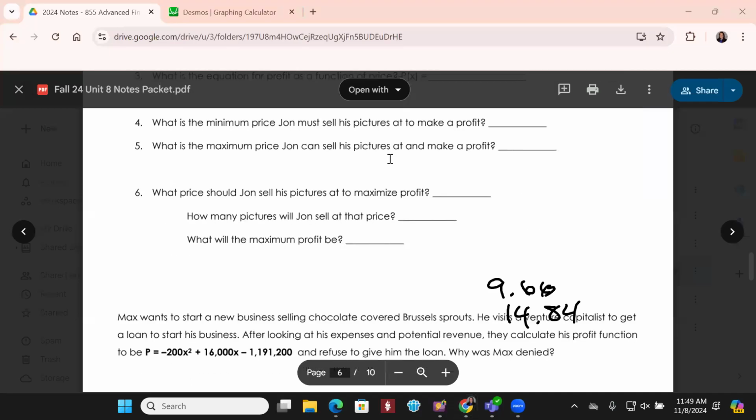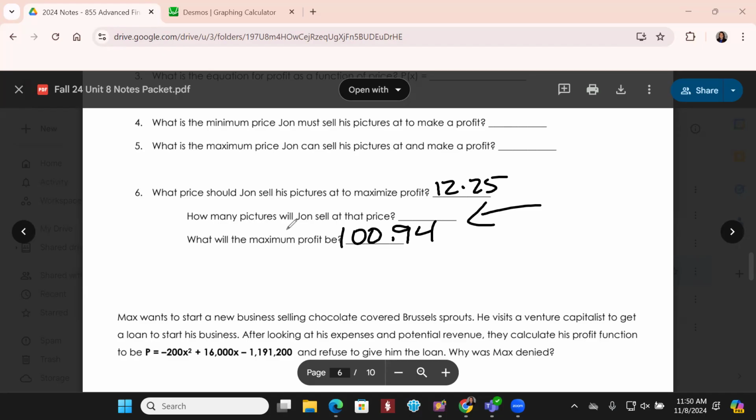Okay, so you're talking about, sorry again. It's going to be 12.25 for the cost. And then you're saying for the Y value, it's going to be $100.94 to maximize his profit, right? Yep. And then how many pictures will he sell?